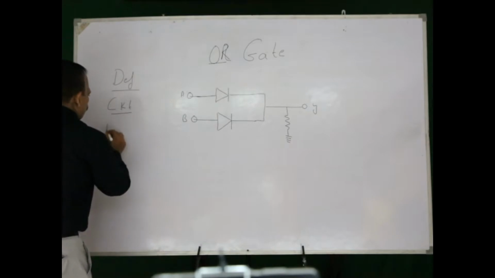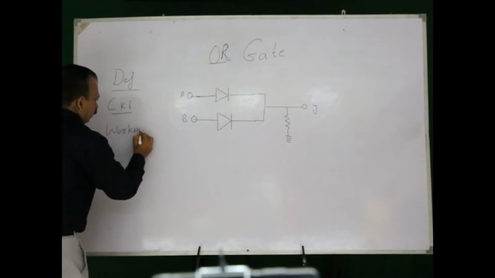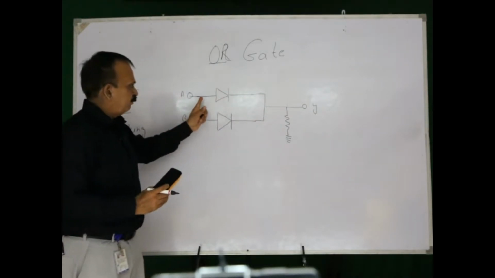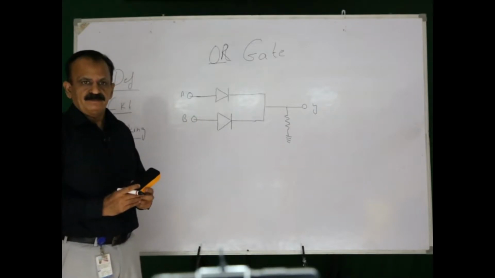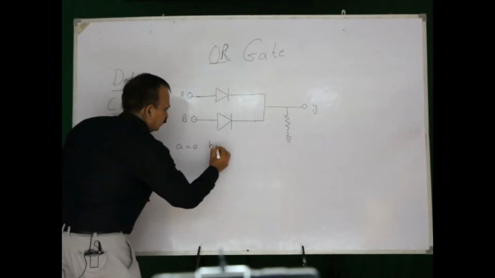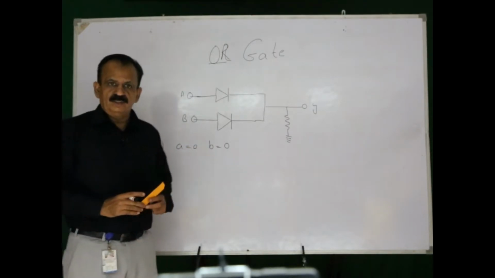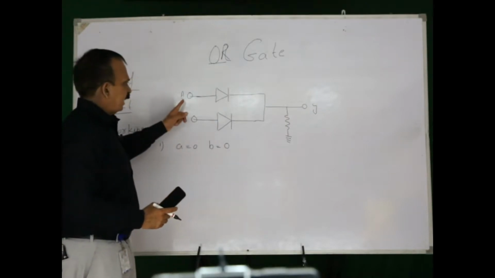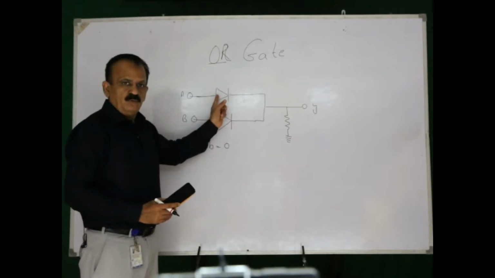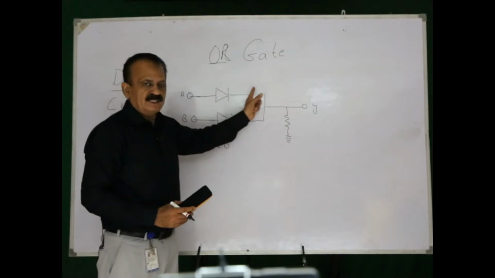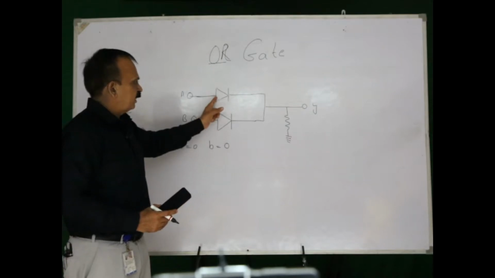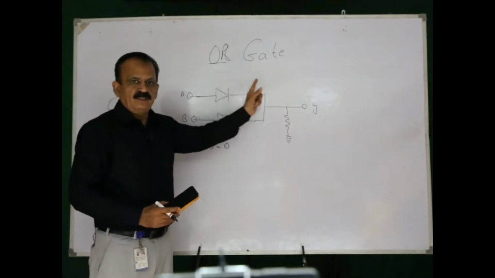The next is working. Now, in working, we will go through the working of this circuit with different combinations of A and B. Say in case 1, A is equal to 0 and B is equal to 0. When I say 0, this means low voltage. Now, A is at low voltage, B is also at low voltage. When the P part is at low voltage, there will be no current through this diode. The condition for current flow through the diode is that the P part should be at high voltage and the N part should be at low voltage.